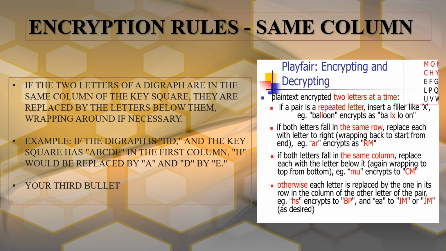Your third bullet will consist of two letters at a time. If a pair is a repeated letter, insert a filler like X. If both letters fall in the same row, replace each with the letter to the right. If both letters fall in the same column, replace each with the letter below it.